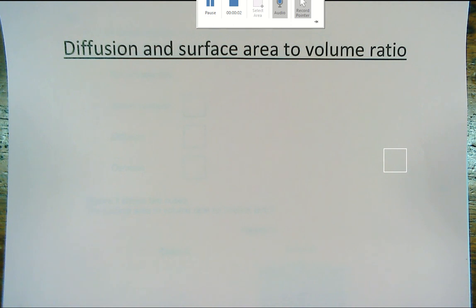Hello, this is a video about diffusion and surface area to volume ratio, which is a question that comes up in the biology and combined science biology GCSE papers. So diffusion is a type of cell transport and it's very important for moving things into and out of cells, and it happens alongside active transport and osmosis.